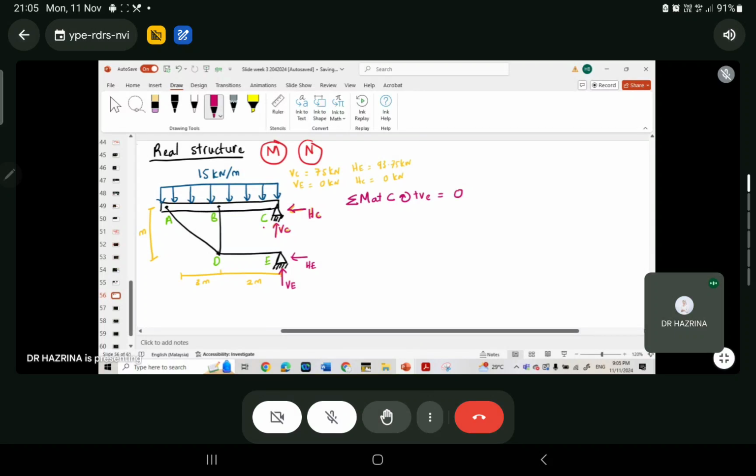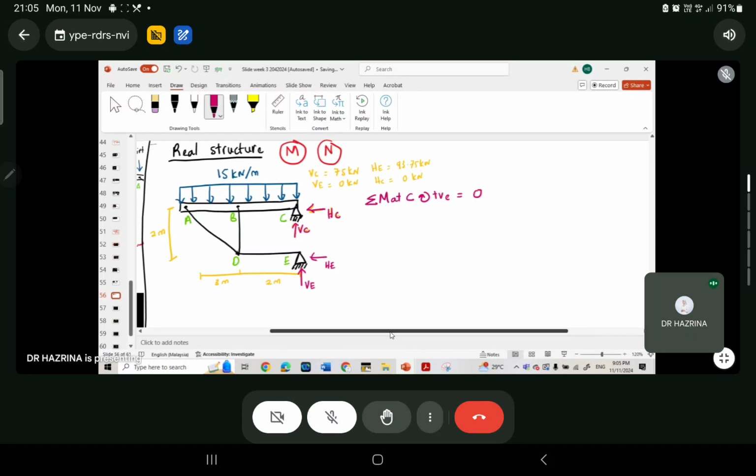So now let's look into the forces that are going to contribute to the moment at C. Okay, so we have 15 kilonewton first. We take 15, so 15 multiplied by the distance. 15 is anticlockwise, so negative 15 times 6 times 3. Because it is a UDL, you have to multiply by half of it. Okay, 15 times 6 times 3.